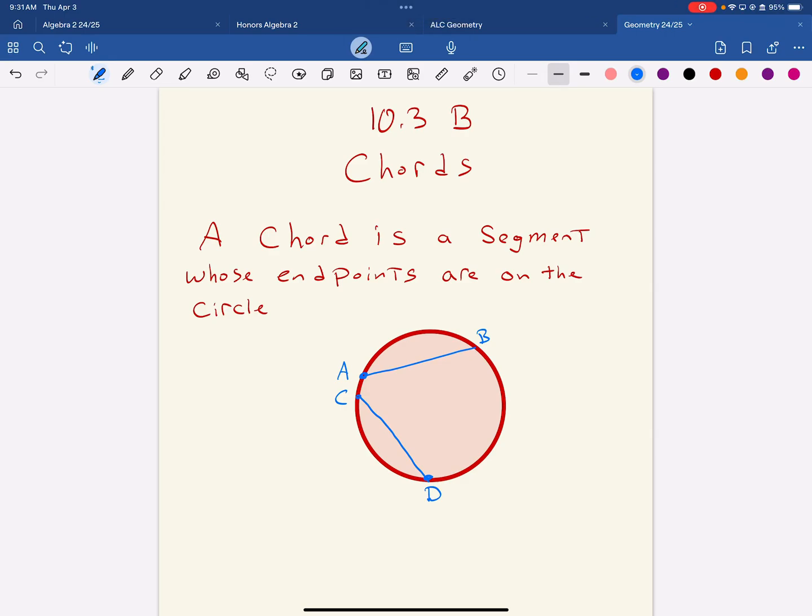Based around chords. So we've talked about tangent lines. We've done some other things within circles as well. We talked about the central angle. We've talked about the arcs, all those different types of things. The next conversation then becomes what we call chords.